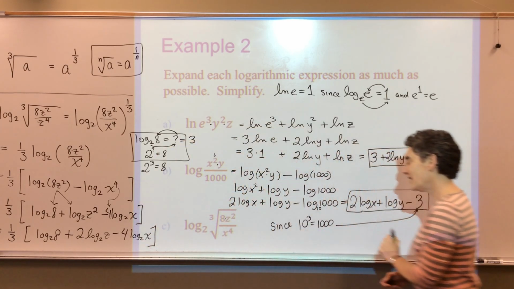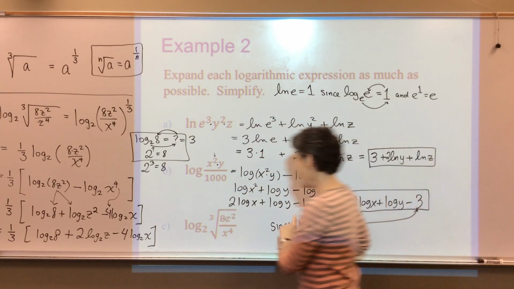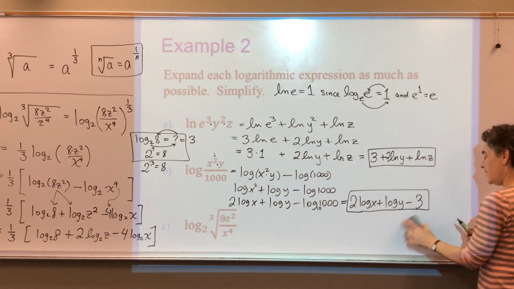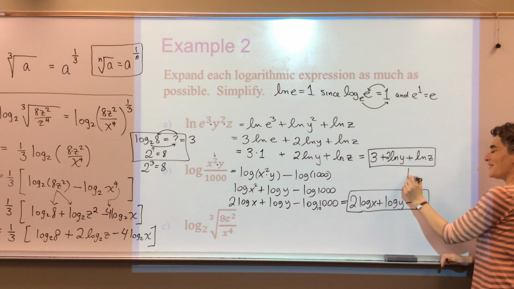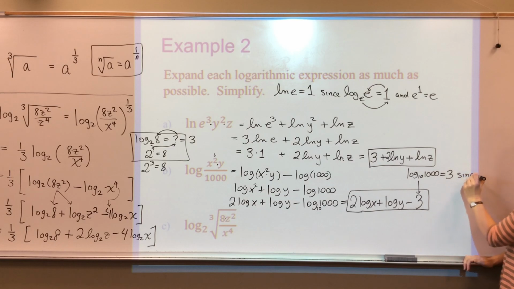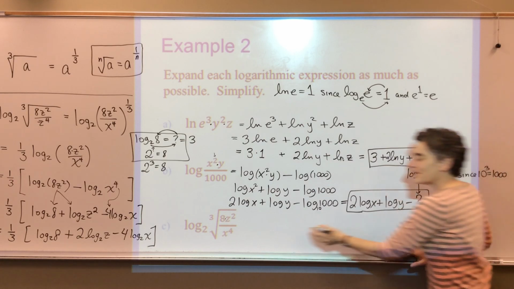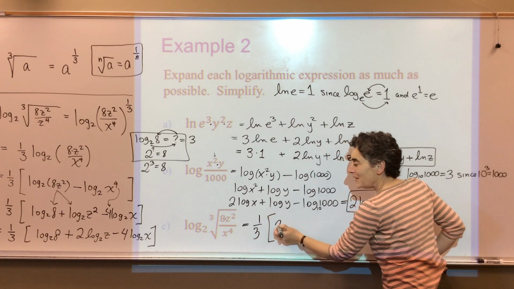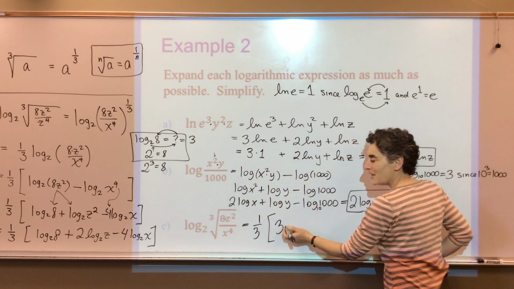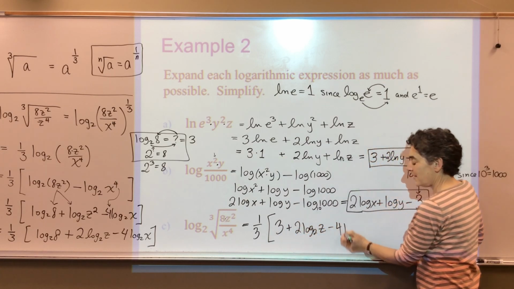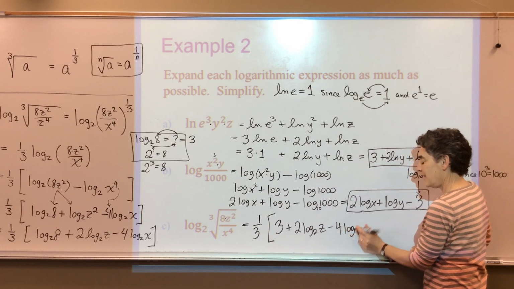So let me write that over here. We're running out of space on that side. I'm going to move this out of the way. Kind of wanted to put it closer to the 3 anyway. So the reason this was 3 again, it was log base 10 of 1,000 equals 3, since 10 to the 3 equals 1,000. And that leaves us a little room to write our answer to this last one. So it's 1/3 of 3, right, from 2 to the 3 makes 8, plus 2 log 2 of z, minus 4 log 2 of x.